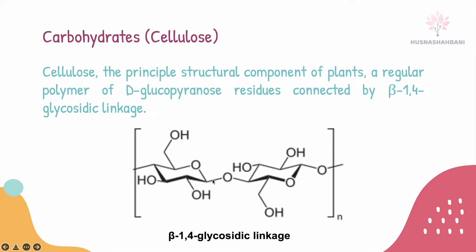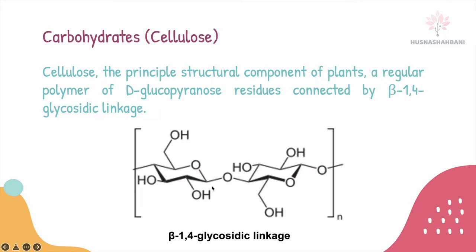starch is cellulose doesn't have axial. It doesn't have the carbon-oxygen 90 degrees to the plane. This one is equatorial. So both equatorial, you call it beta 1,4 glycosidic linkage. Cellulose, the principal structural component of plants, a regular polymer of D-glucopyranose residues connected by beta.